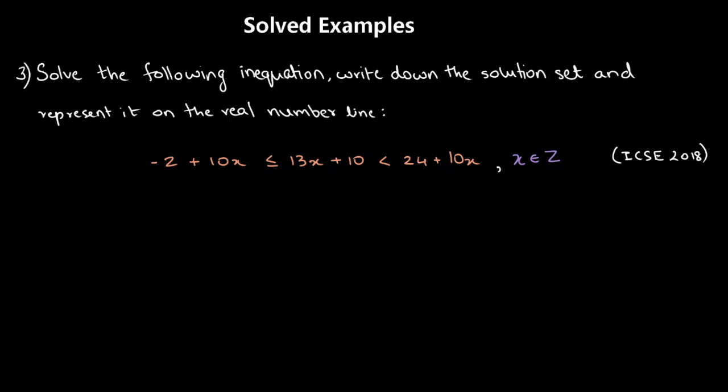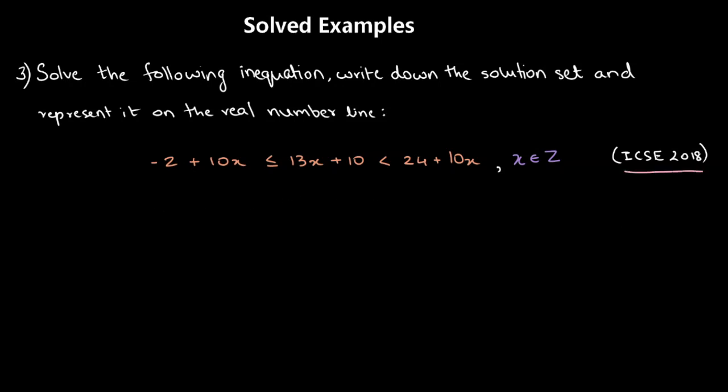Solve the following inequation. Write down the solution set and represent it on the real number line. So what we have is minus 2 plus 10x less than or equal to 13x plus 10 less than 24 plus 10x, and x belongs to Z. Z, remember, is integer. So our integers is our replacement set. This question was asked way back in the ICSE 2018 exam.